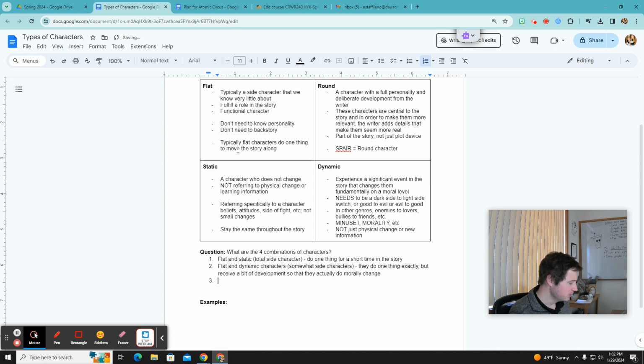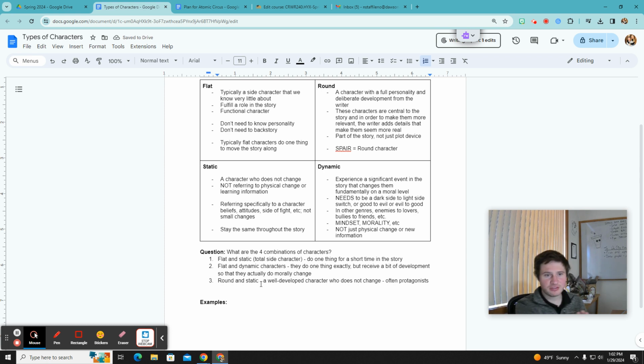Moving on. Now we're at our round characters. We can have a round character who never changes. Round and static. This is a very well-developed character that does not change. This could be, I'm not going to say main character or side character, right? This is a well-developed character who does not change. Often our protagonists of stories are round and static.